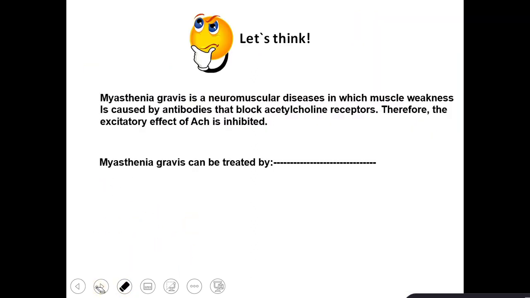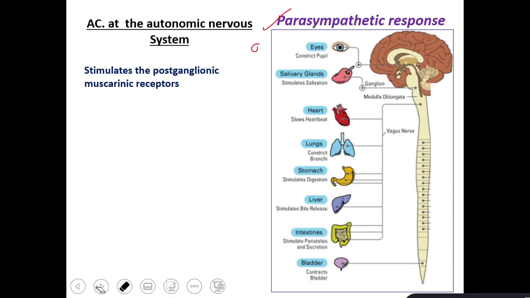Here at the level of the salivary glands, the acetylcholine is excitatory, so it stimulates salivation. How about at the level of the heart? At the level of the heart, it is inhibitory, and it slows down the heart rate. How about in the lungs? You are relaxed here. You don't want a lot of oxygen going to your body system. So here, the bronchi are going to constrict during parasympathetic activity.